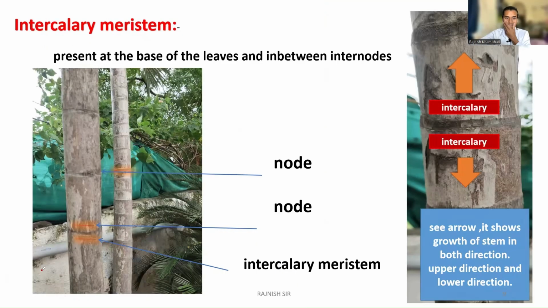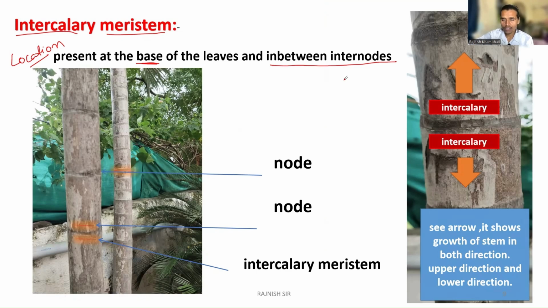Now, the second type of meristem is called intercalary meristematic tissue. Its location: it is present at the base of the leaves and in between the internodes. Two regions are given: at the base of the leaf, and in between internodes.